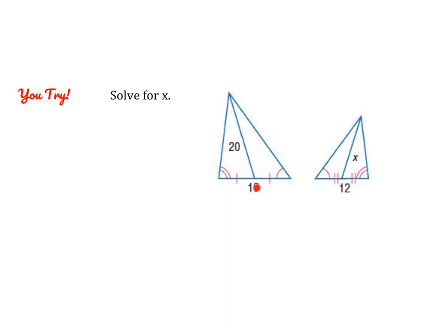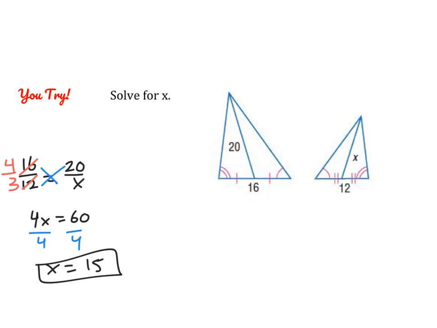All right, go ahead and pause the video, noting that since I see two congruent segments, I know that this is a median. Okay, so I set up the ratio of the corresponding sides, 16 to 12, which I simplified, equals 20 over x. So simplify, cross multiply, and solve. You should get x equals 15.